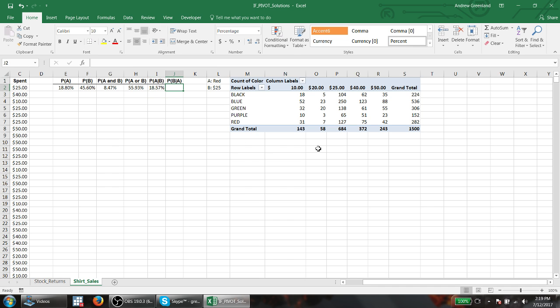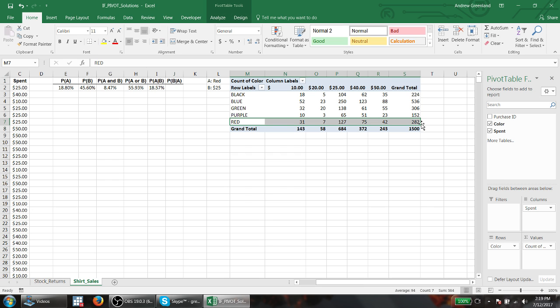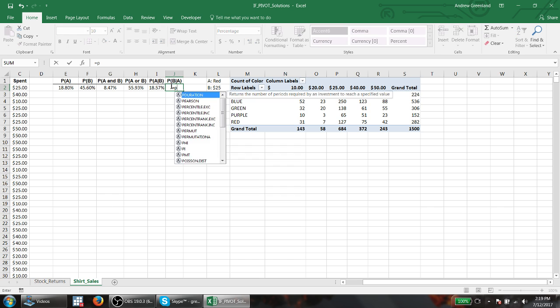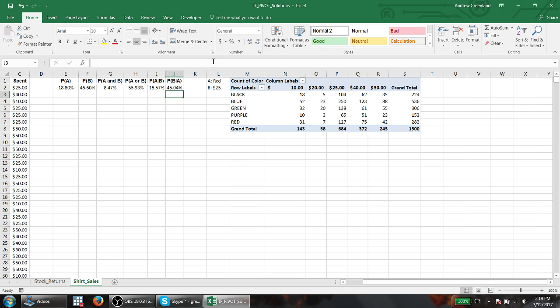Lastly, the probability of B given A is the probability of somebody buying a $25 shirt given that it was red. Well, this is just saying, of the 282 people who bought a red shirt, what share bought one that cost $25? And so again, this is going to be P7 divided by S7. Given that you bought a red shirt, there's a 45% chance that you spent $25. All right, I hope you can see how both pivot tables and COUNTIF and IF statements can be useful in their own settings.